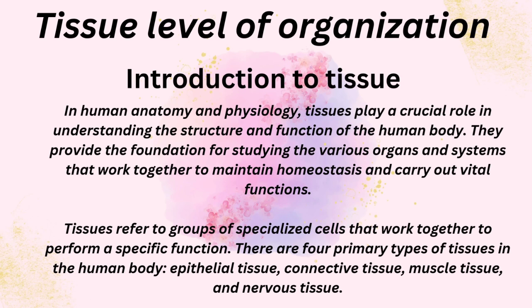In human anatomy and physiology, tissues play a crucial role in understanding the structure and function of the human body. They provide the foundation for studying the various organs and systems that work together to maintain homeostasis and carry out vital functions. Tissues refer to groups of specialized cells that work together to perform a specific function. There are four primary types of tissues in the human body: epithelial tissue, connective tissue, muscle tissue, and nervous tissue.